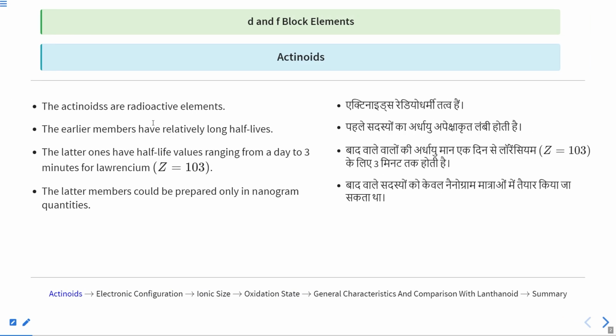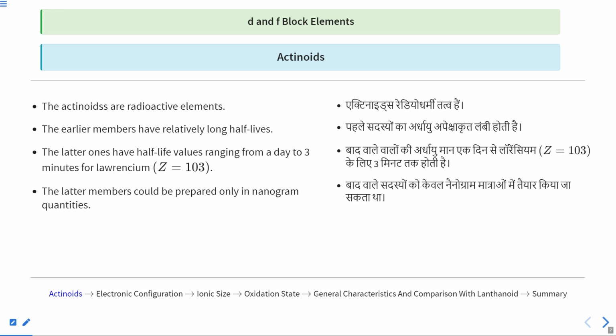The actinoids are radioactive elements, and due to this not much is known about them, and the earlier members have relatively long half-lives. What is the meaning of half-life? If you remember, all radioactive reactions are first order reactions. Due to this, we cannot calculate the full life because the reaction ends at infinity. For that reason, we calculate the half-life. The one with a longer half-life is comparatively more radioactively stable, or has more nuclear stability.